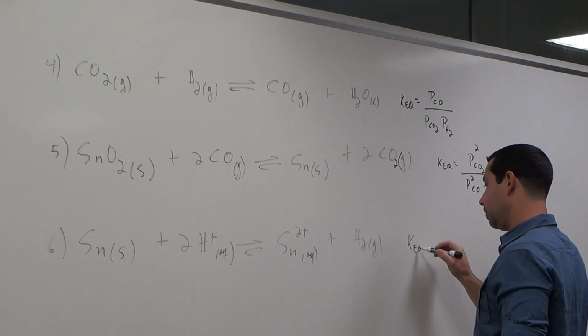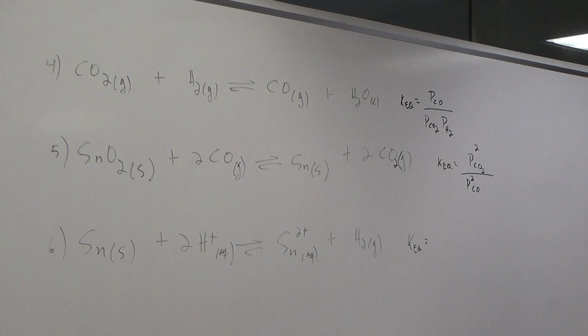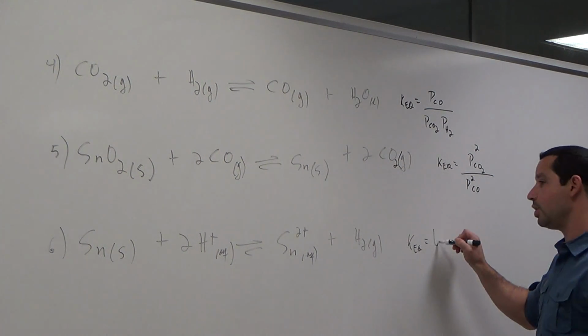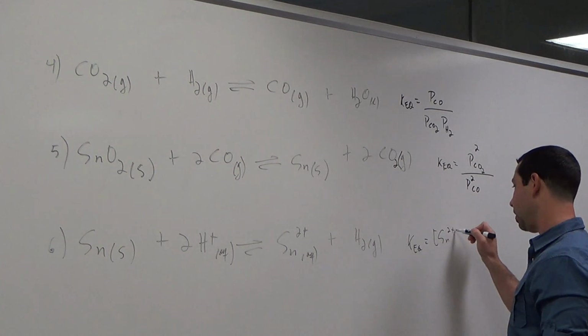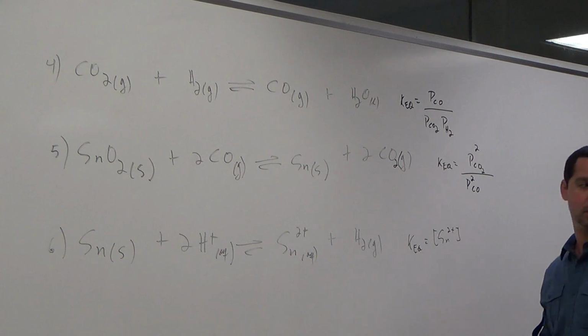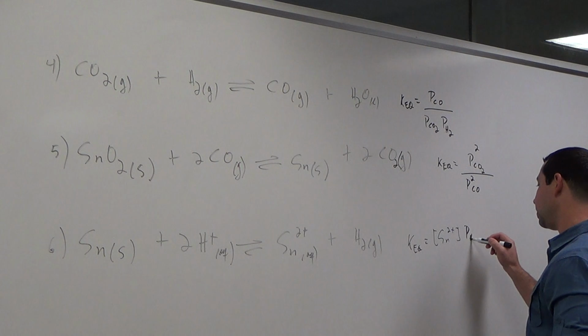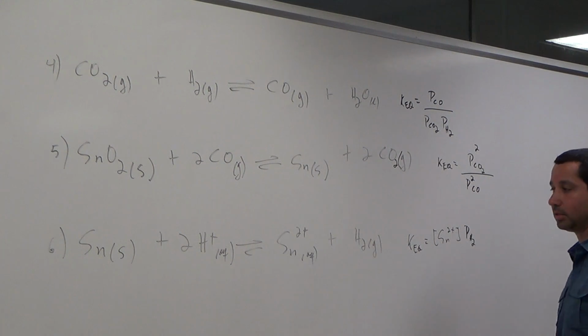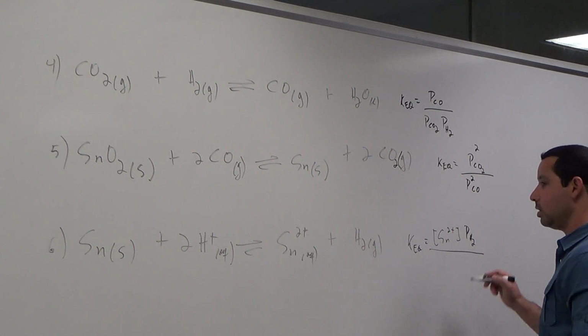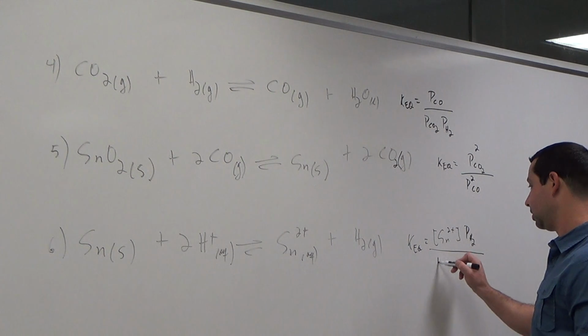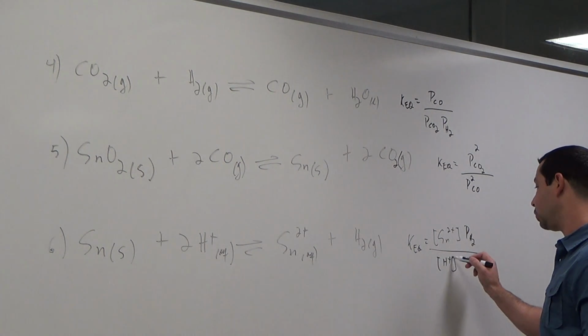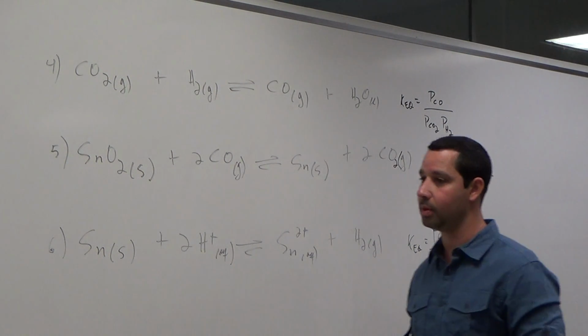For this one here, equilibrium constant, concentration of Sn2 plus. What's next? This is a gas, so we have no choice but to put the pressure of hydrogen gas, divided by the concentration of H plus raised to the second power.